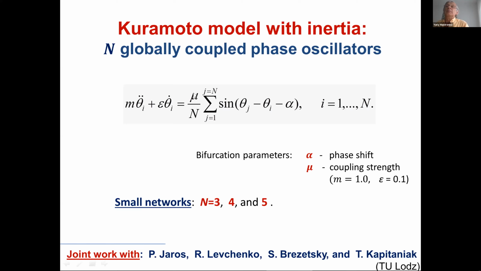What we consider now is a model with global coupling, where we plan to show chimera states, actually weak chimera states, for small networks with n equals 3, 4, and 5 globally coupled oscillators. The mass parameter m will be put to 0.1, damping to 1. Then we have two parameters: alpha is the phase shift, and mu is the coupling strength. We will play in this parameter plane and study what can be there.